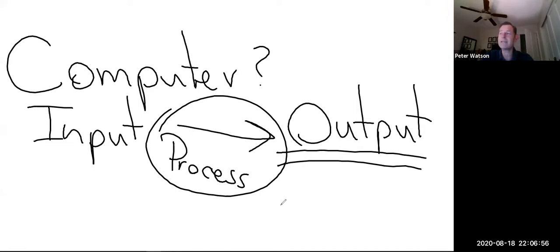And processing isn't very difficult to understand. Processing is just doing something to the input. So with a Word document, if I change the font size, I change the color of some text, I center some stuff, maybe I underline things, that is processing my input. And when I'm done with my Word document, it looks the way it's supposed to. That's the final form, that is my output.